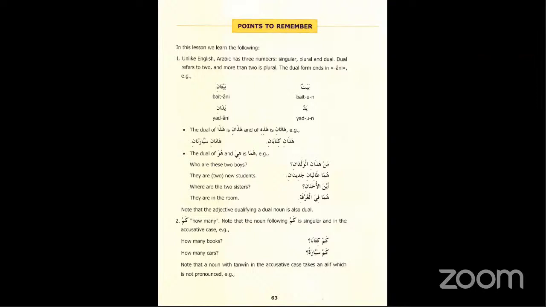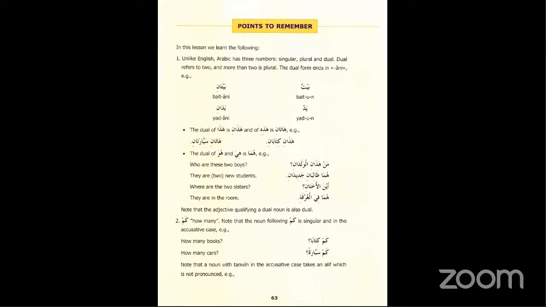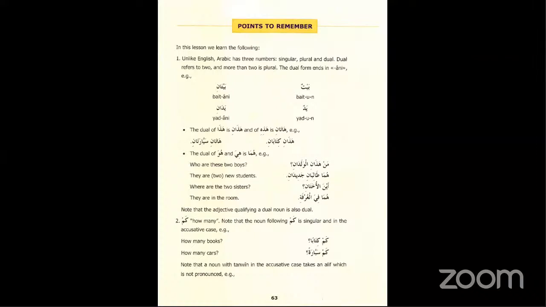So when would you use hatani and when would you use hadani? You will use hadani when the dual is masculine, and hatani when the dual is feminine. Excellent. So what are the 2 examples you're giving? Here is hadani kitabani. These are 2 books. Correct. Hatani sayyaratani. These are 2 cars.